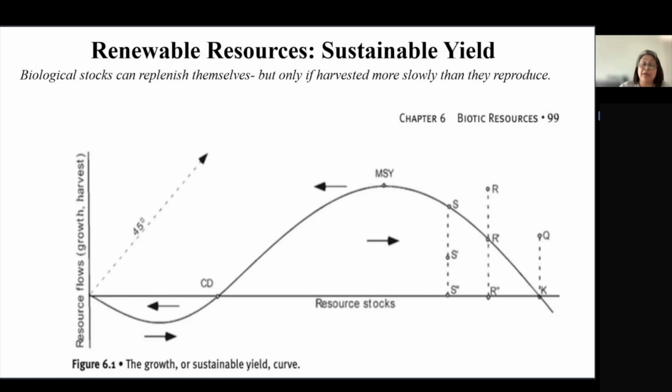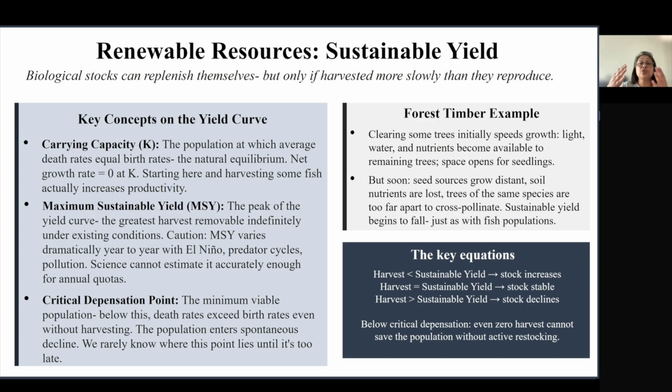The same dynamic applies to forests. Clearing some trees initially speeds the growth of the remaining forest because more light, more water and more nutrients become available, and space opens for seedlings. But beyond a certain point, the seed source becomes too distant. Soil nutrients are lost. Trees of the same species are too far apart to even cross-pollinate effectively. So then sustainable yield begins to fall, just as with the fish population. Even if you are not doing anything, it will start falling because they cannot cross-pollinate any longer.